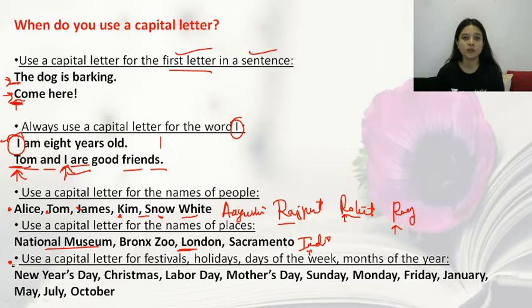Similarly, for important events, the first letter will be capital. Important events, I mean occasions like New Year, Diwali, Eid, Christmas, no matter where you write them, the first letter will be capital. The first letter will also be capital for the days of the week like Sunday, Monday, Tuesday, Wednesday, Thursday, Friday, Saturday. First letter of the word will also be capital for names of the months like January, February, July, etc. So these are some of the rules.